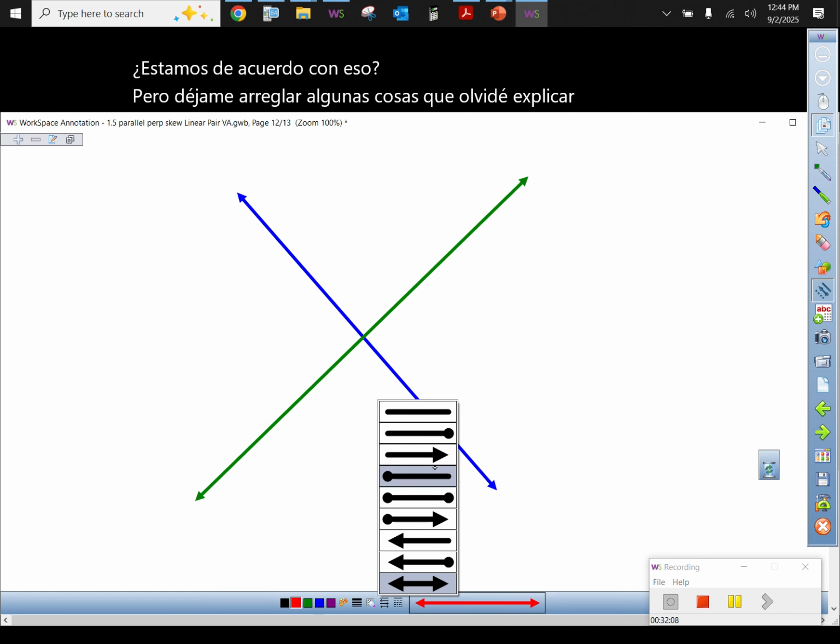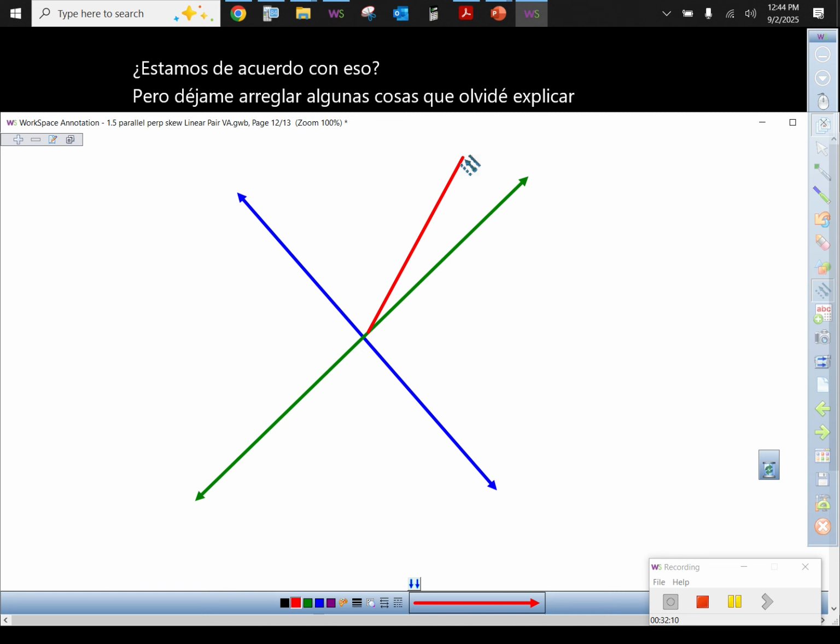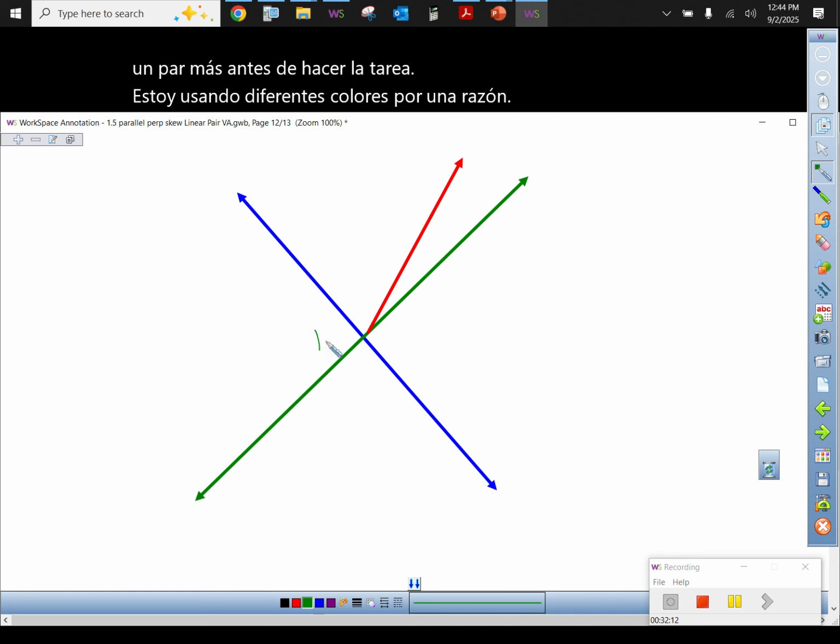I'm using different colors for a reason. Nope, don't need to draw this one. 1 and 2. Are those vertical angles? Yes or no? Discuss. You are new at this. It's totally cool if you're not sure. What do you think? 1 and 2, are those vertical angles?